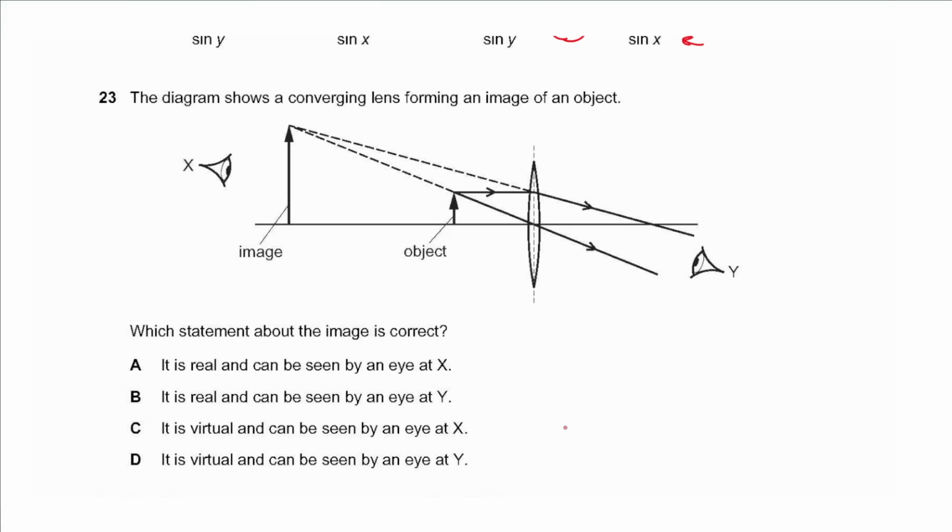Question 23 says the diagram shows a converging lens forming an image of an object. Which statement about the image is correct? It is not real, it is virtual, and can be seen by the eye at X or Y. It should be where the light is pointing, so it would be at Y. So it is not C, it is D.